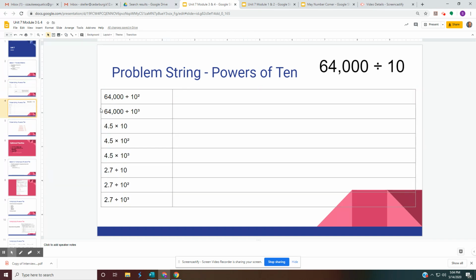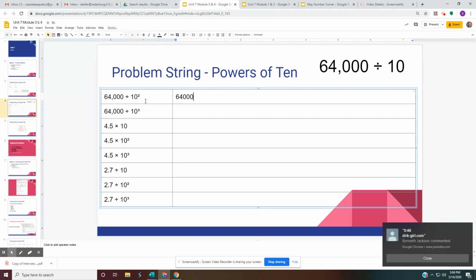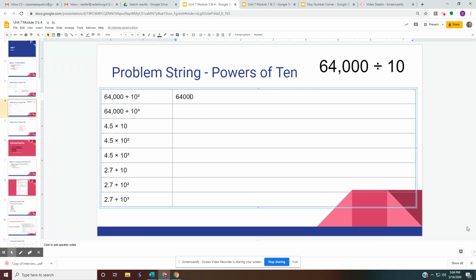So when we take a look at this, I have 64,000. So I'll use my number again, and my decimal point is right here. It says I have to move my decimal point over however many powers of 10 that I see. I have 2 powers of 10, so I have to move my decimal point over 2 spots, and that's what I got.